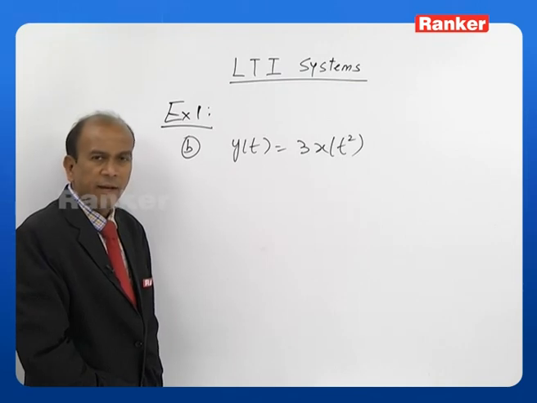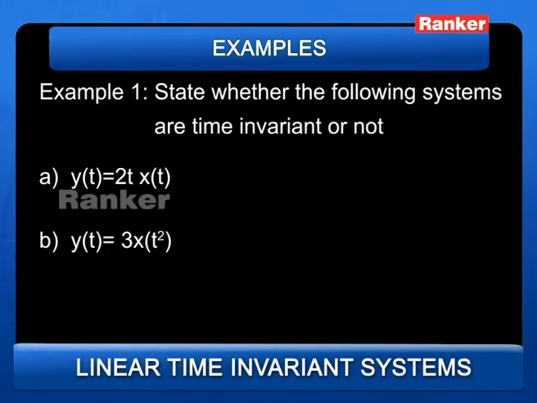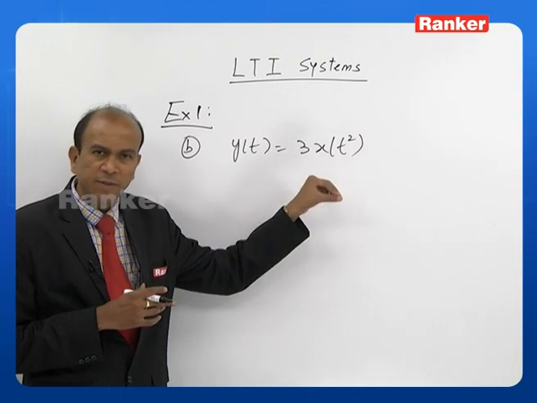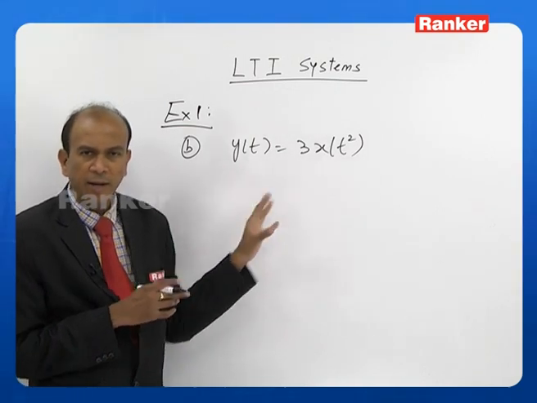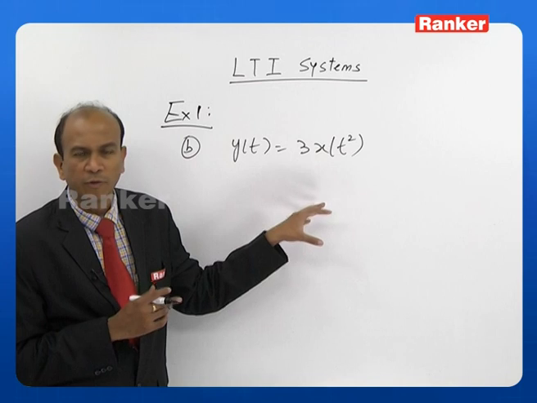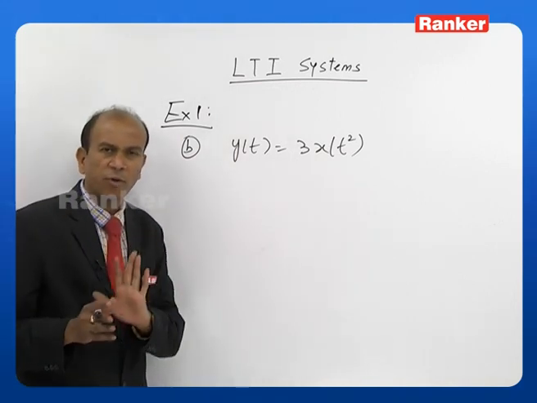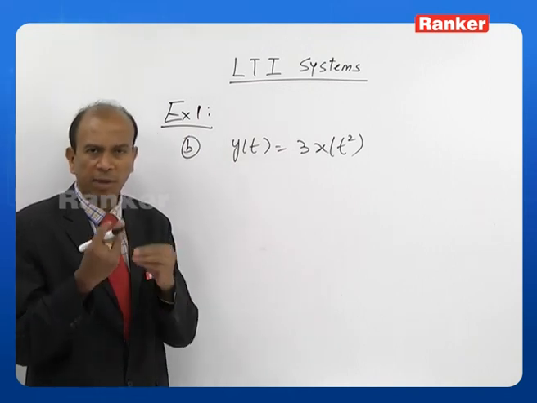Let us see the second example. Here y of t is given as 3 of x of t square. Now again we will follow the same steps. We will not illustrate the same diagrams again, but we will just put it across: what is y1 of t and y2 of t. As you all understand, we are getting y1 of t by step 1, and y2 of t by step 2. Let us compare both.